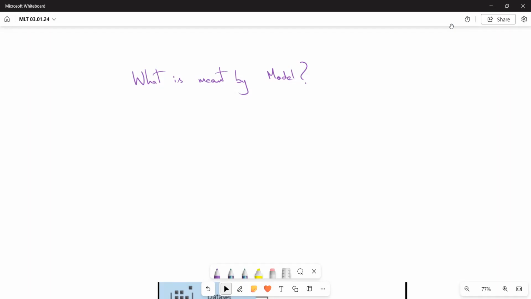In the previous classes, we've seen a very elaborate introduction to machine learning. Now we're going to start with the models. What does this model do and all that? The first question for you here is: what is meant by a model?